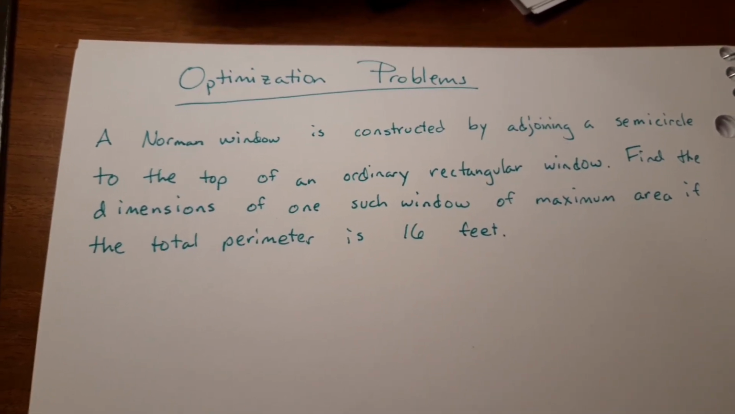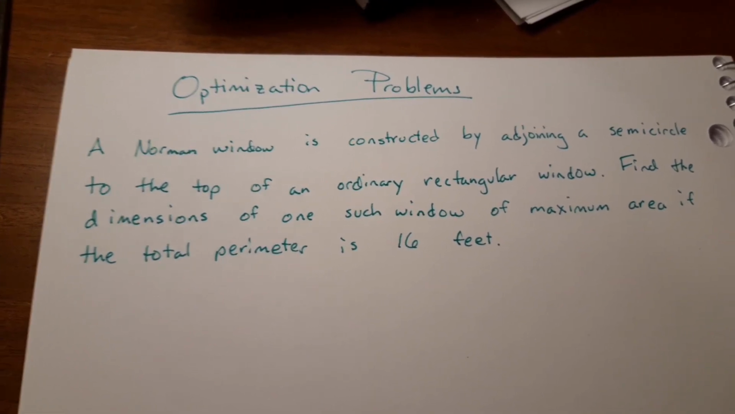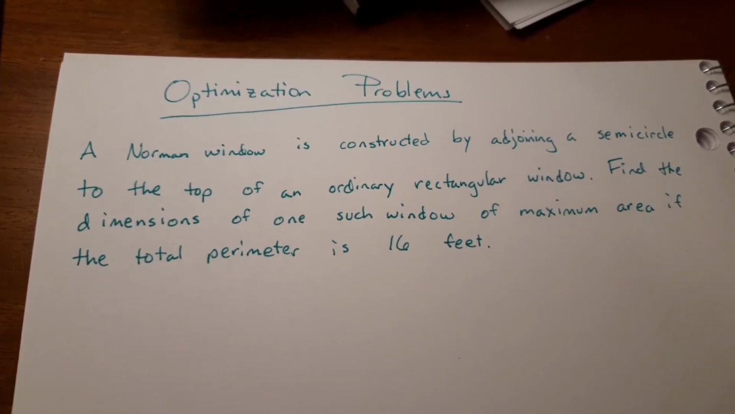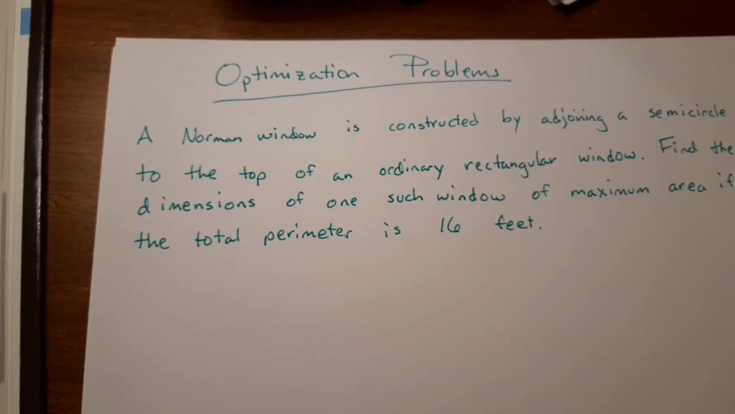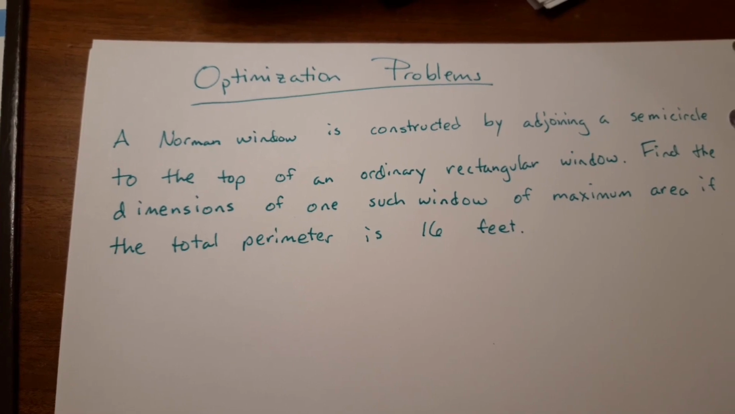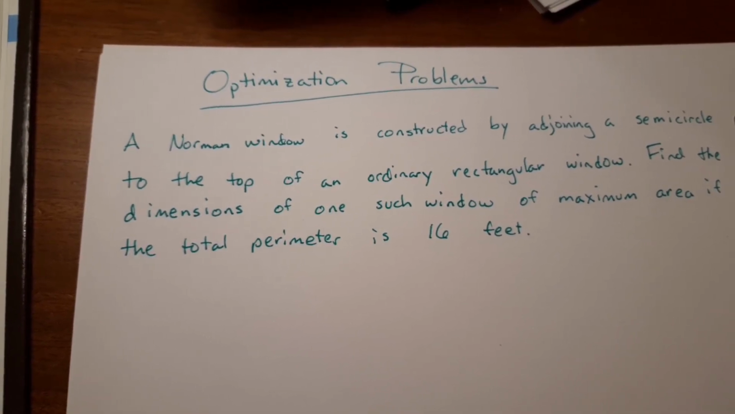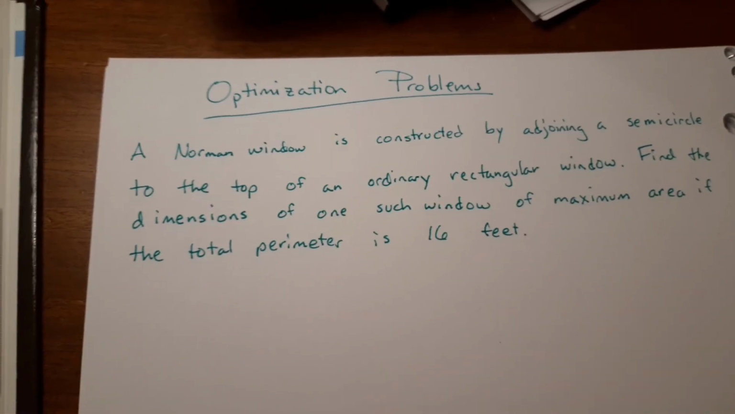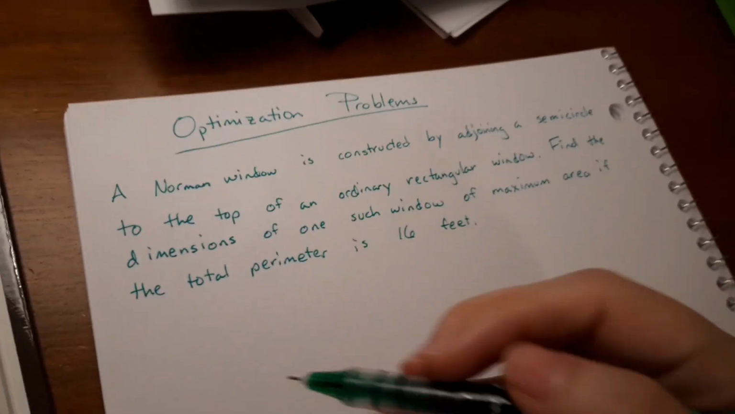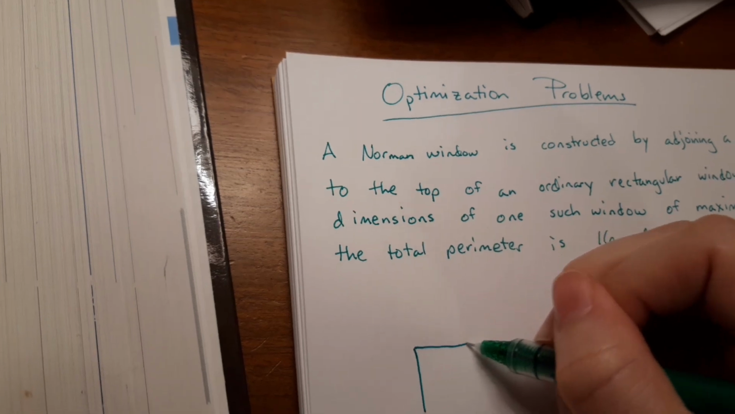So this first problem: a Norman window is constructed by adjoining a semicircle to the top of an ordinary rectangular window. Find the dimensions of one such window of maximum area if the total perimeter is 16 feet. If you need to copy that, press pause on this video, but I'm just going to keep moving on and solving it.